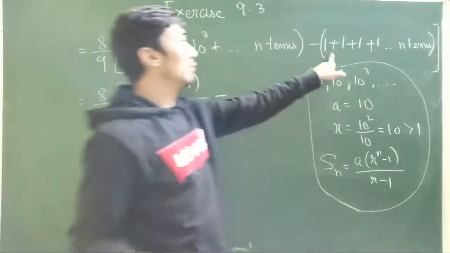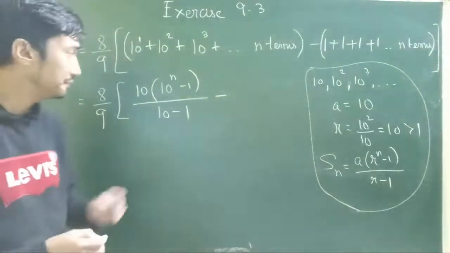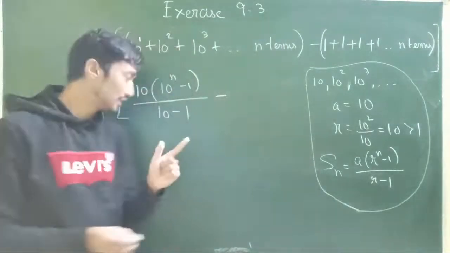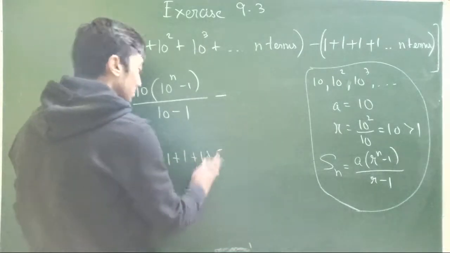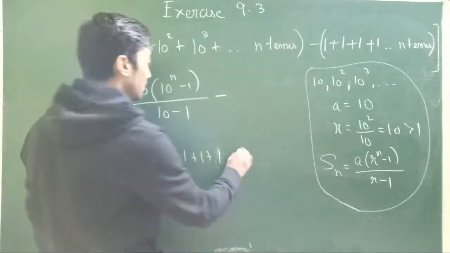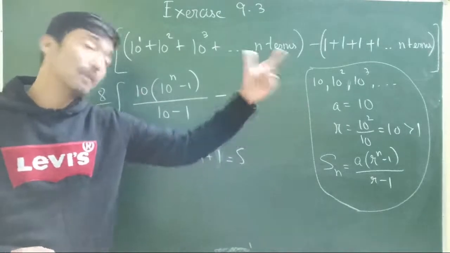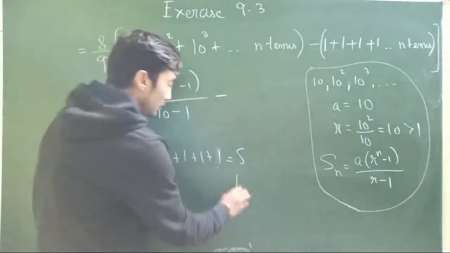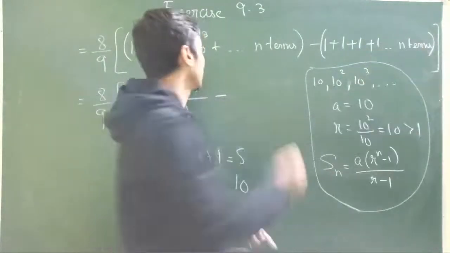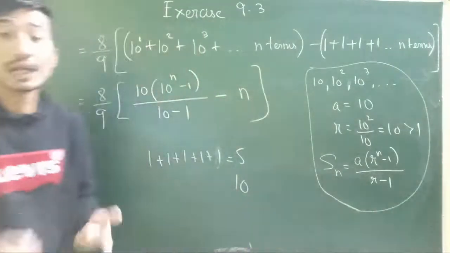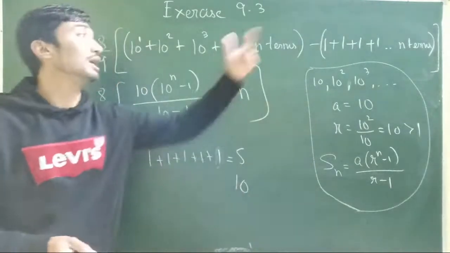Minus, what is this value? 1, 1, 1, 1, you add up to n terms. What will you get? For example, if you add 1 five times, what do you get? 1, 2, 3, 4, 5. You get 5. You add 1 ten times, what will you get? 10. So likewise, if you add 1 n times, 1 plus 1 plus 1 plus up to n terms, what will you get? Exactly, you will get n. Simple as that, no? 1 you add 5 times, you get 5. 1 you add 10 times, you get 10. So 1 you add n times, what will you get? n.